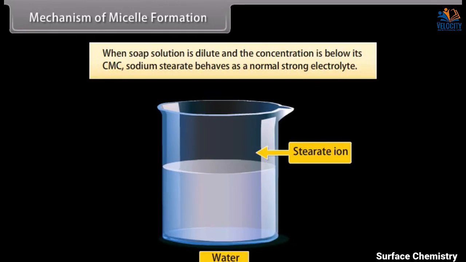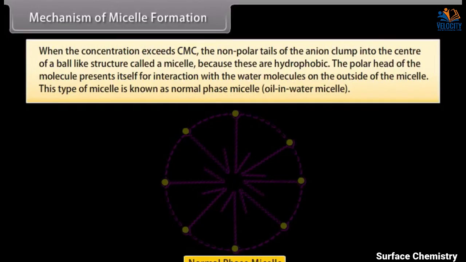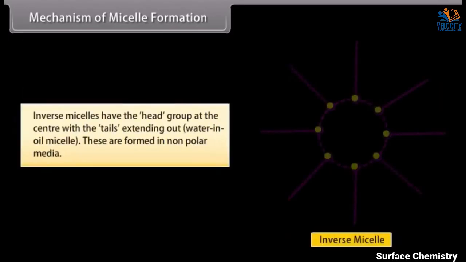a normal strong electrolyte. When the concentration exceeds the CMC, the non-polar tails of the anion clump into the center of a ball-like structure called a micelle because these are hydrophobic. The polar head of the molecule presents itself for interaction with the water molecules on the outside of the micelle. This type of micelle is known as a normal phase micelle. Inverse micelles have the head group at the center with the tails extending out. These are formed in non-polar media.